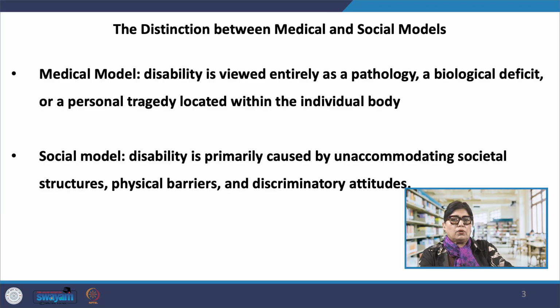Conversely, the social model introduces a radical shift by separating impairment, the physical or neurological difference, from disability. It argues that disability is actually created by an inaccessible world, architectural barriers, and systemic biases. When we apply this to literature, we stop looking at the character's body as the problem to be solved and start analyzing how the environment, the community, and societal expectations alienate and restrict them.